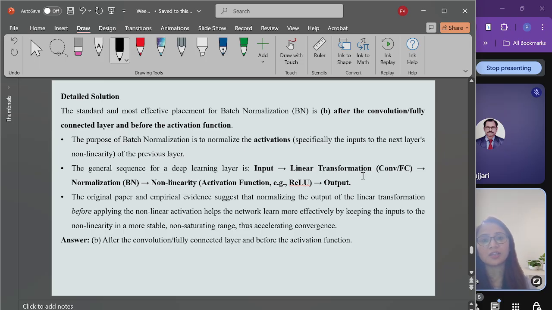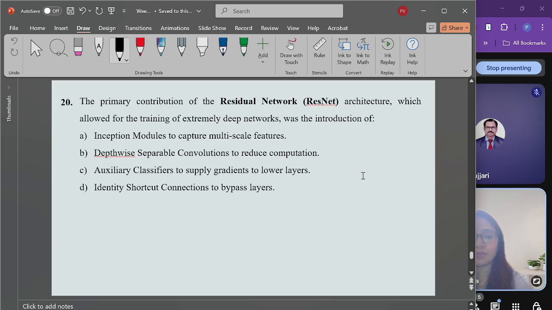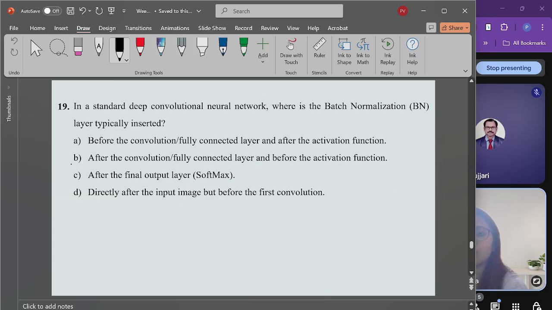In the activation, basically we are applying the non-linearity to the network. So before that we have to normalize our network values. So option B is the correct answer for this question. In a standard deep convolution neural network, the batch normalization layer is inserted after the convolution or fully connected layer and before the activation function. It is not applied directly on the input or before the first convolution.